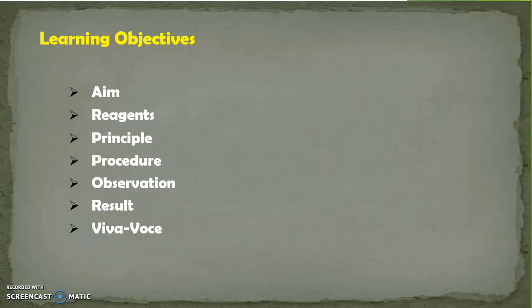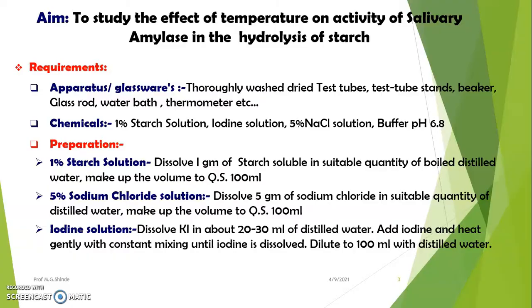The learning objectives of today's practical session: first of all, to know the aim, the different reagents used, principle, procedure, observation, result, and some viva questions. The aim of today's practical is to study the effect of temperature on the activity of salivary amylase in the hydrolysis of starch.